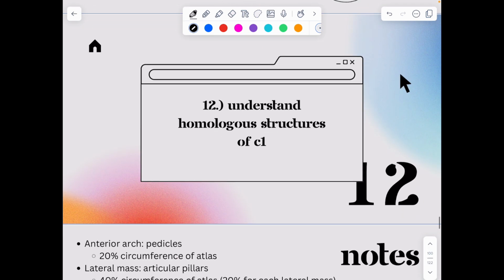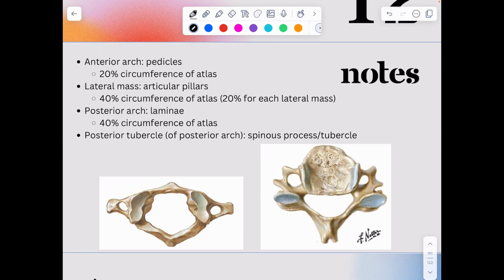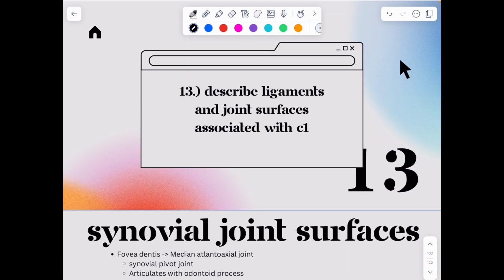Cool. Number 12, understand homologous structures of C1. So our anterior arch, I put these two pictures next to each other so you could kind of compare them. The anterior arch is comparable to the pedicles. Kind of makes sense. If there was no body here, the pedicles would connect. That's how I thought about it. The lateral mass is homologous to the articular pillars. Right there, that makes sense. They're both on the side. The posterior arch, homologous to the lamina. That makes sense. Posterior tubercle of the posterior arch, homologous to the spinous tubercle. Makes sense, right?